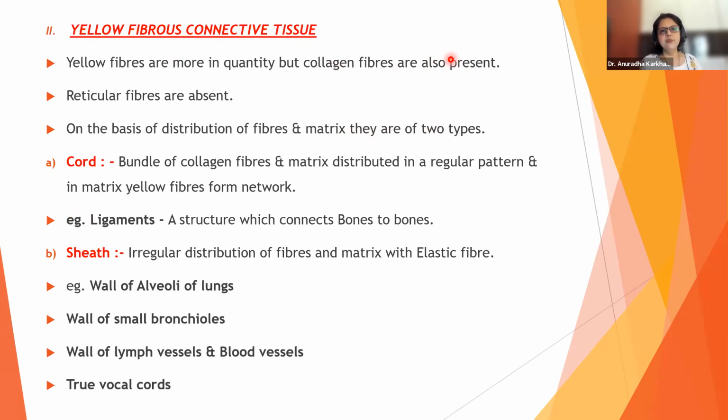On the basis of distribution of fibers and matrix, again, they are classified as cord and sheath. So this cord is going to be bundles of collagen fibers and matrix distributed in a regular pattern in the matrix of yellow fibers to form a network. Example is ligaments, a structure which connects bone to bone. See beta, because ligaments are highly elastic, of course they're going to have yellow fibers. Tendons are non-elastic, so they're going to have collagen fibers.